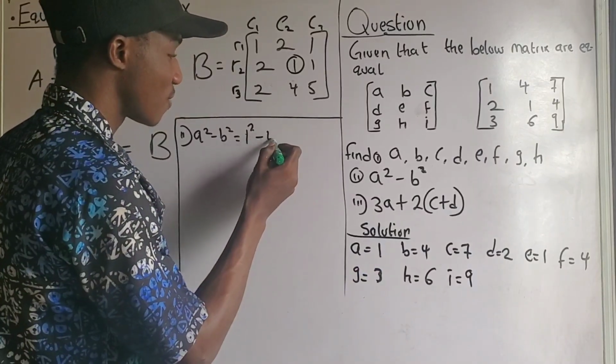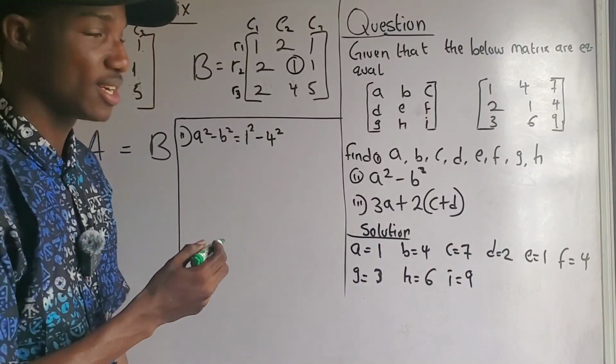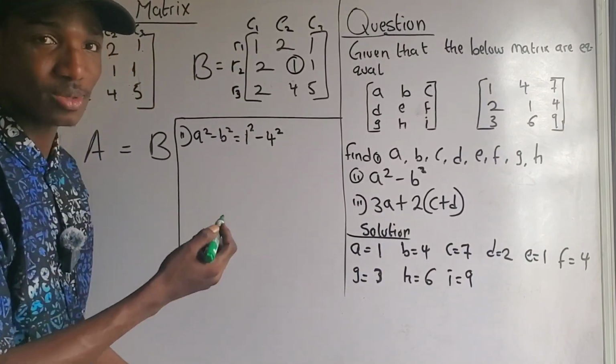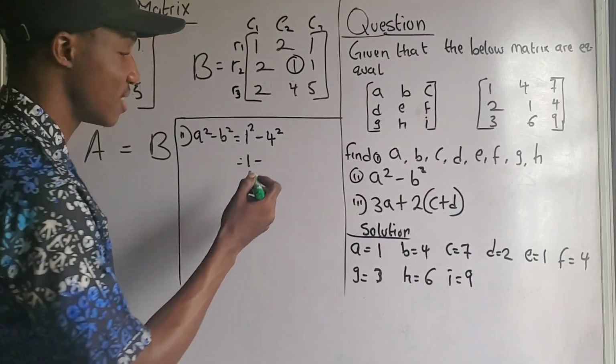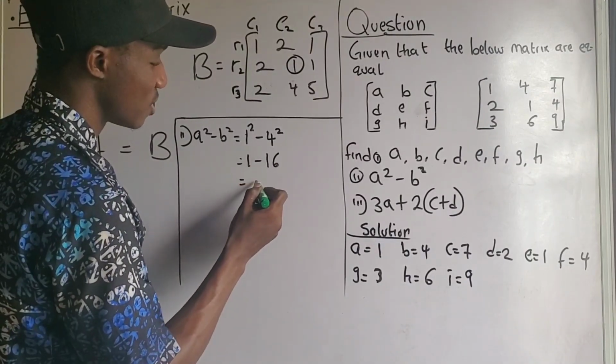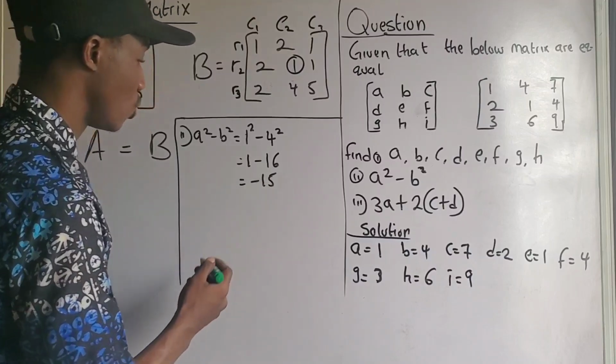So I'm going to have 4 squared. Do you get it? So I'm going to have 1 squared is 1 times 1, right? So I'm going to have 1 minus 4 squared is 4 times 4, that is 16. 1 minus 16, that is what? Negative 15. That is the solution.